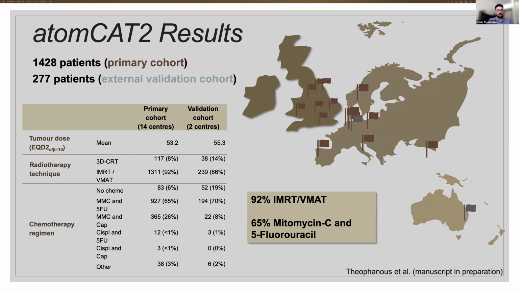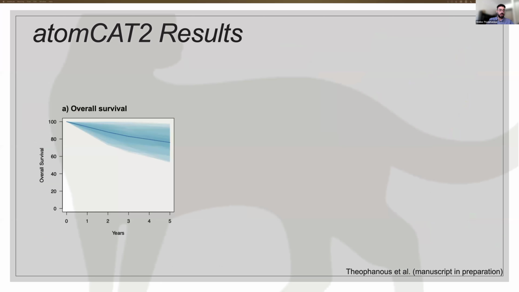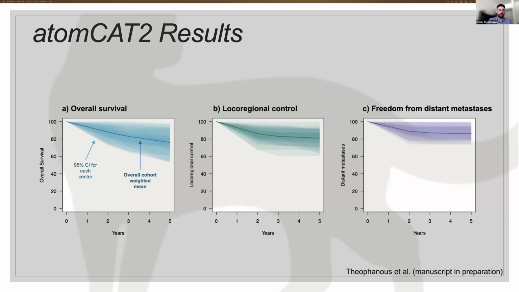Here we have the summary information on the prescribed radiotherapy dose, the radiotherapy technique that was administered, and the chemotherapy regimen that was delivered. Importantly, we're able to plot the outcomes of patients across all centers. So in these graphs, the shaded bands represent the 95% confidence intervals for each of the centers, and the line in the middle represents the overall cohort weighted mean.